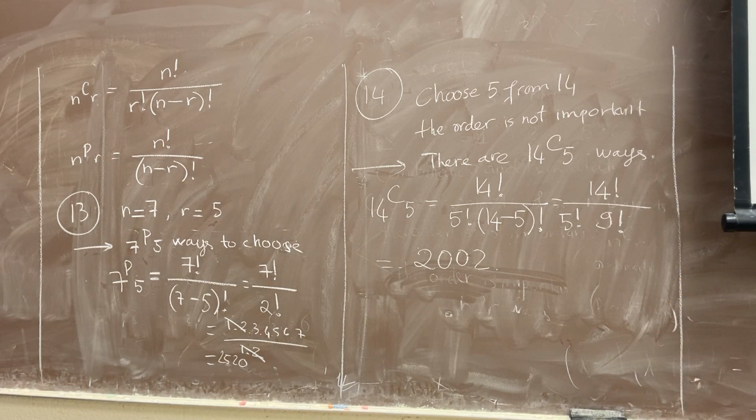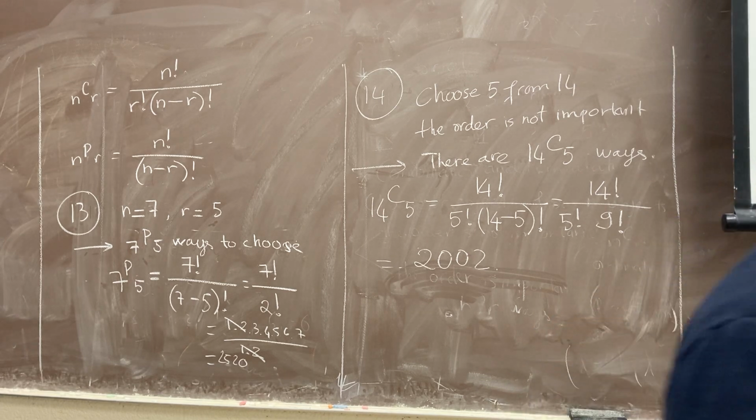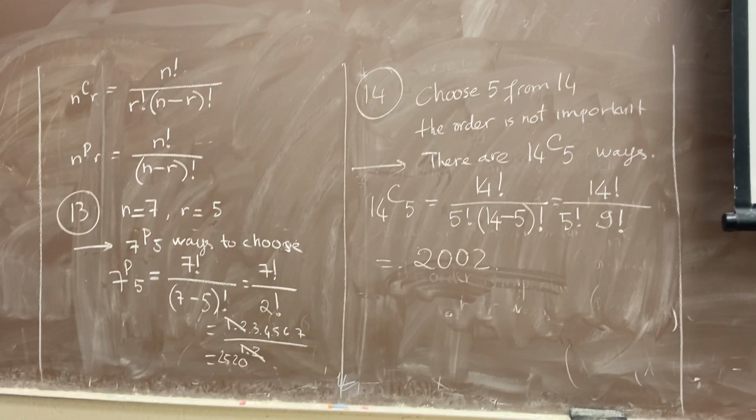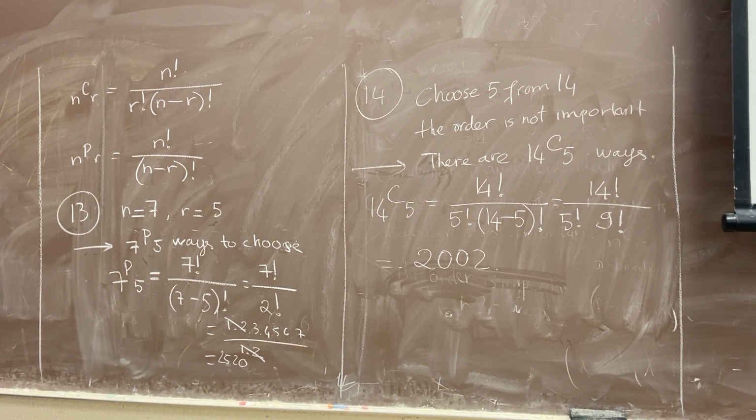That is the difference between combination and permutation. When you look at the question, look at the specific case and determine whether the order is important or not. And after that you will use the suitable formula. That's it about permutation and combination.